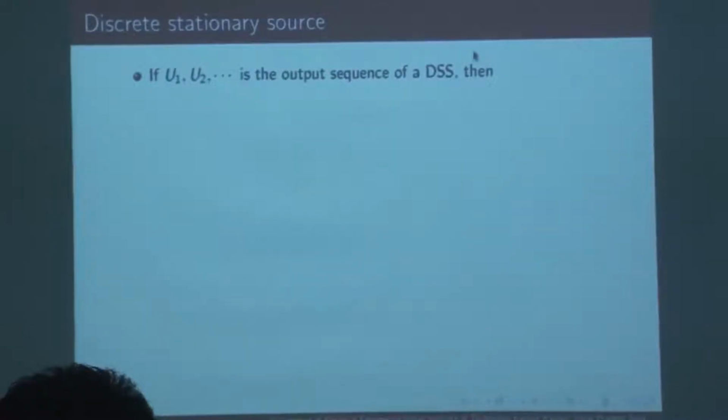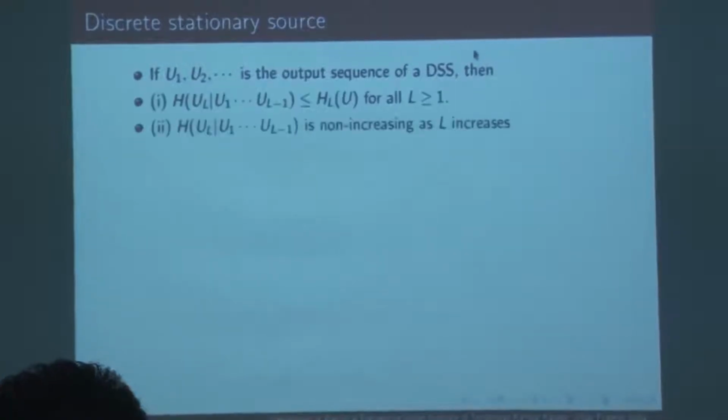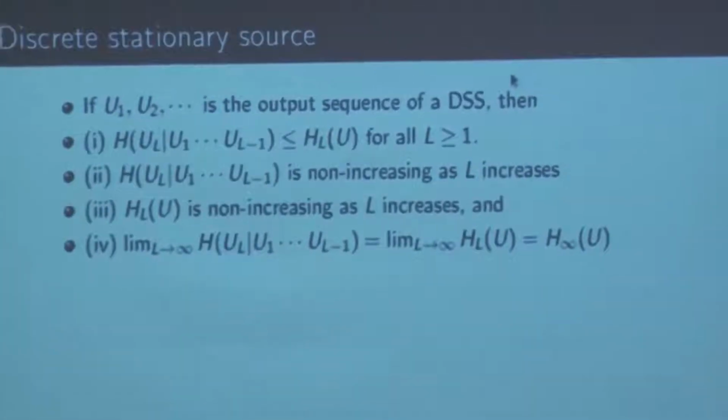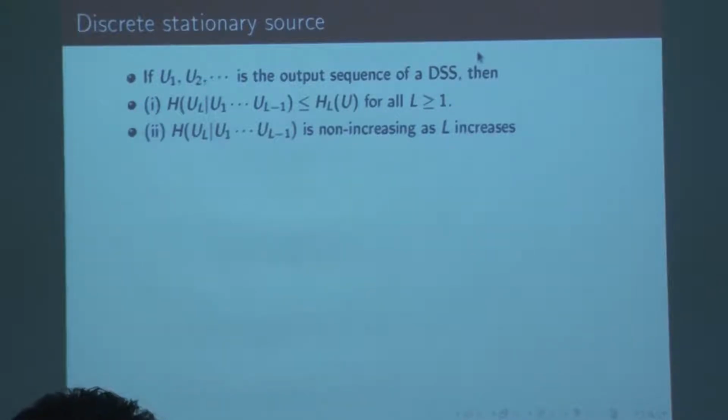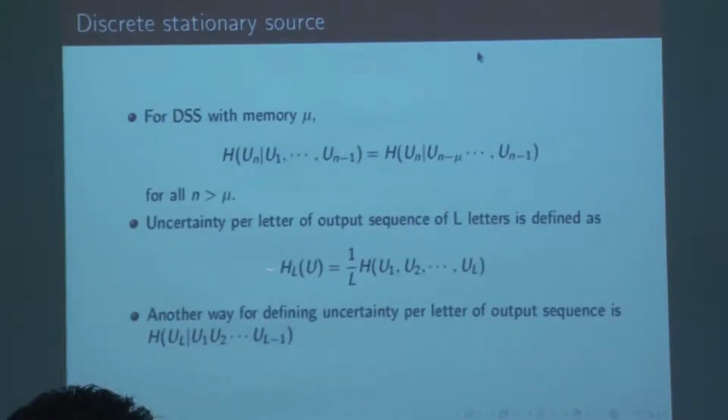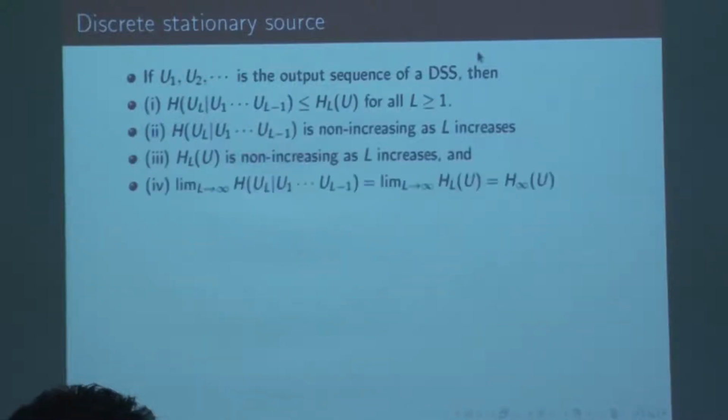So, if U_1, U_2, U_3, ..., U_L are the output of a discrete stationary source, then these properties hold. The uncertainty in U_L given U_1, U_2, ..., U_{L-1} is less than or equal to the uncertainty per letter, the way we defined it here, which is less than or equal to this. Then, H of U_L given U_1, U_2, ..., U_{L-1} is non-increasing as L increases.